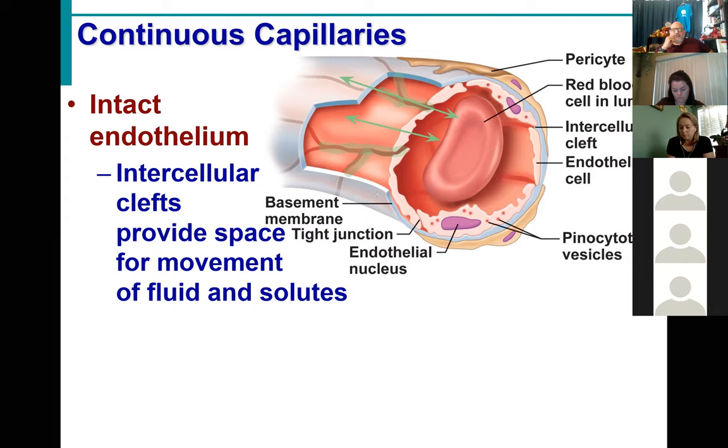All right. So is water able to be exchanged here? Absolutely. Water gets exchanged through that intercellular cleft as well. Now, it is good that things get in and out of that intercellular cleft.